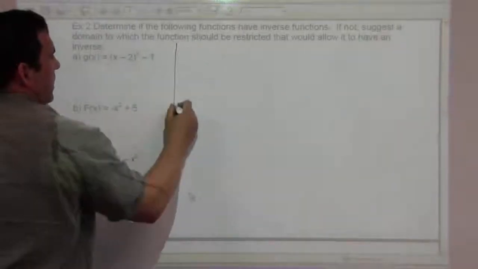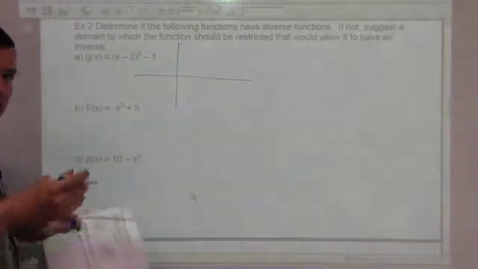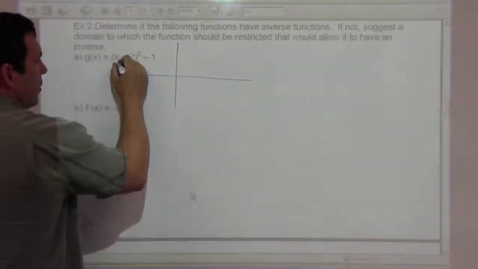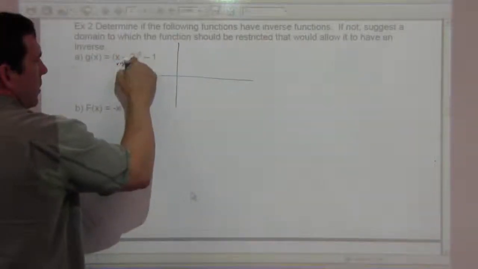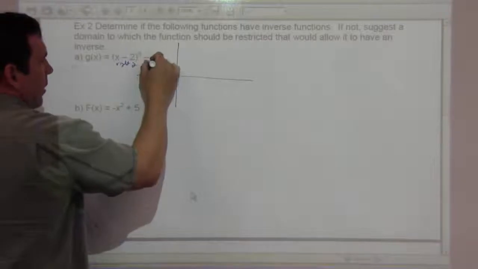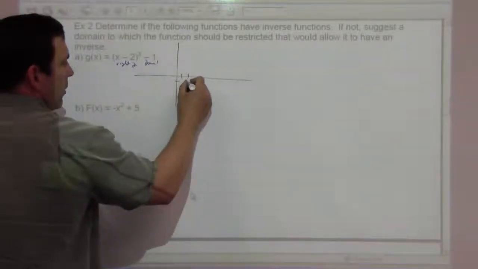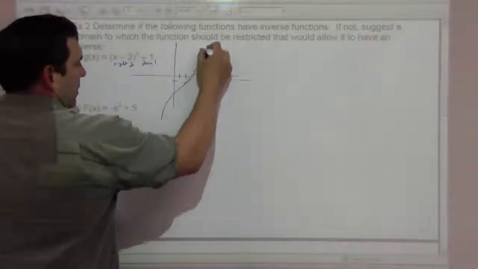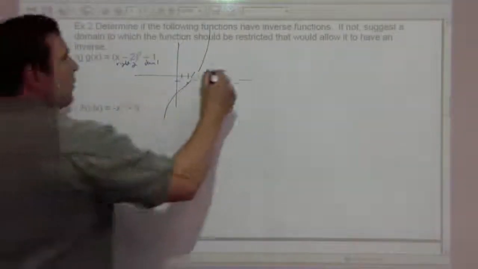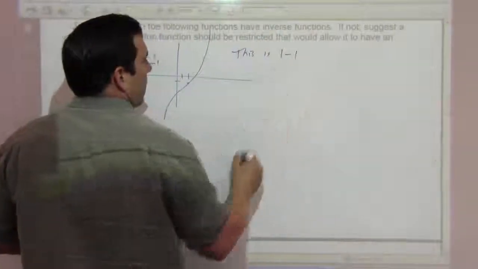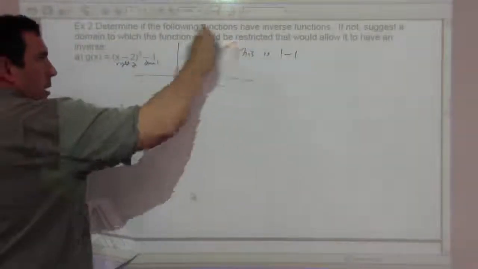And we recognize this, hopefully, as a cubic function. Cubic has this kind of a curve, but it's shifted to the right 2, and it's down 1. So we'll go 1, 2 that way, down here. So they come up, cross there, and go up. This is one-to-one. Horizontal lines are going to hit it one time.